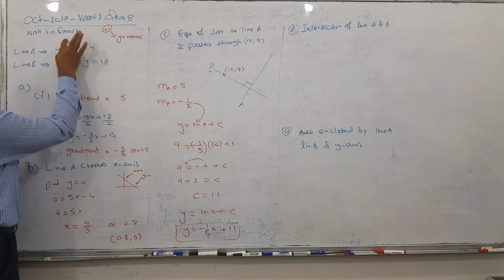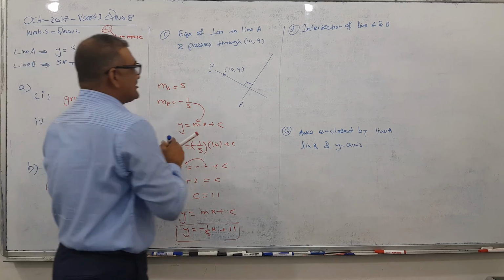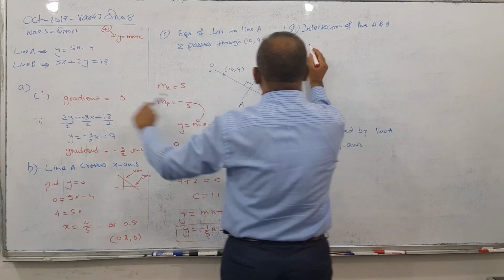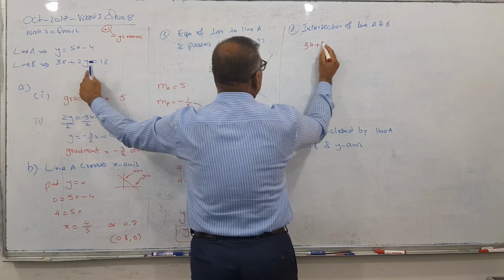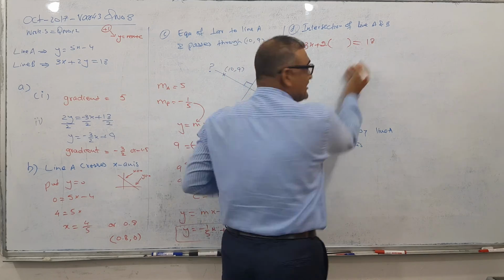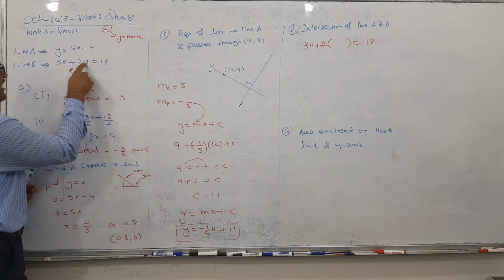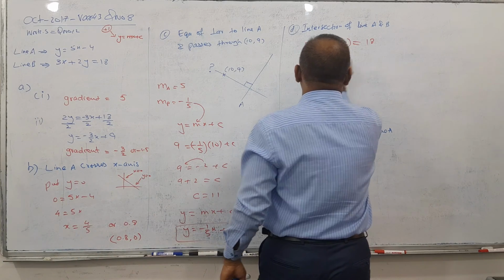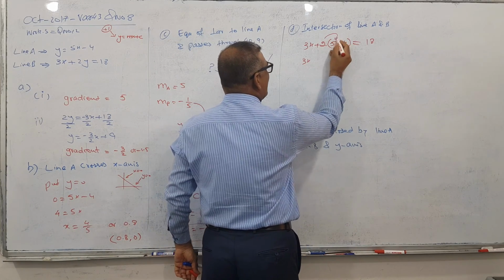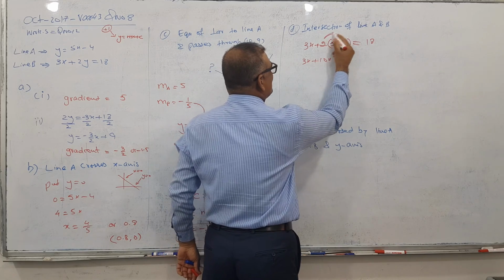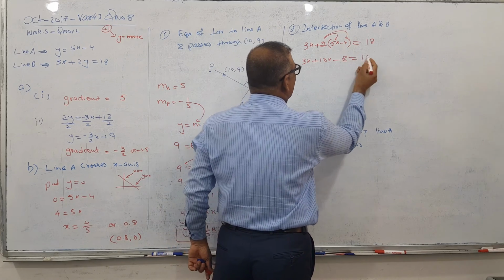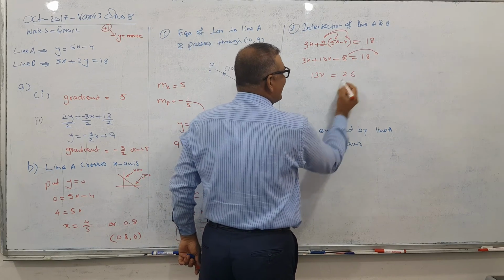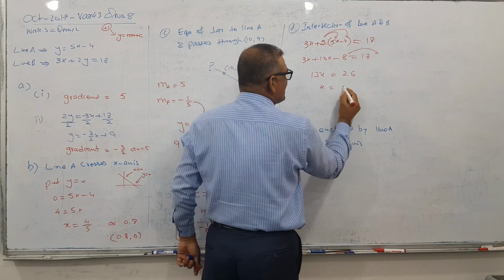This y value I am going to replace here. So let's start. So 3x plus 2 times 2y equal to 18. So in the place of this y, I will copy the whole thing: 5x minus 4. 3x, 2 5s are 10x, and 2 4s are minus 8, equal to 18. Here I got 13x, 8 goes there. I got 26, and x becomes 2.